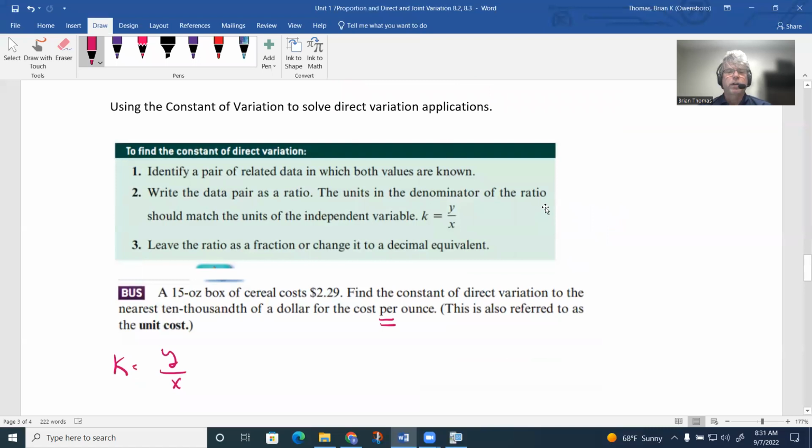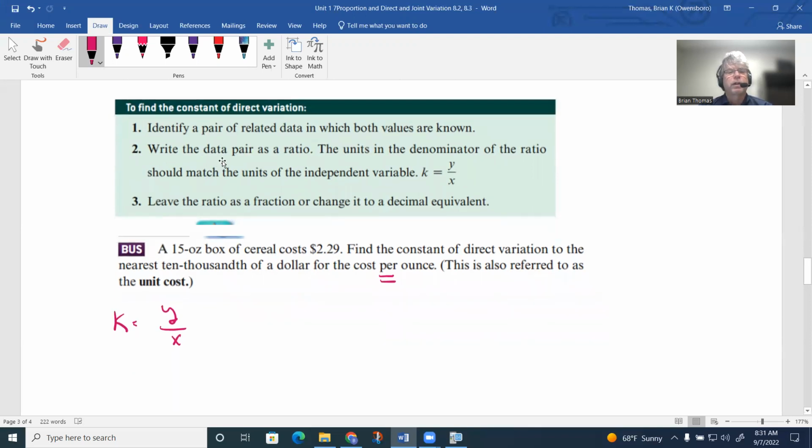So there's also what's called the constant of variation. To find the constant of direct variation, the steps are: identify a pair of data in which both values are known, and then write the data pair as a ratio. The units in the denominator of the ratio should match the units of the independent variable. And then leave the ratio as a fraction or change it to a decimal equivalent.